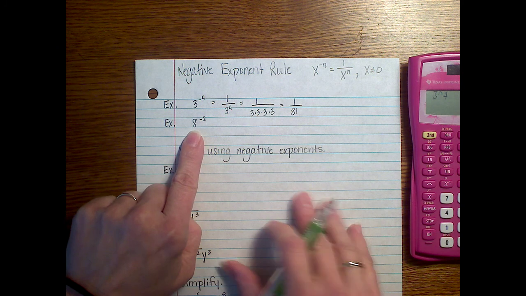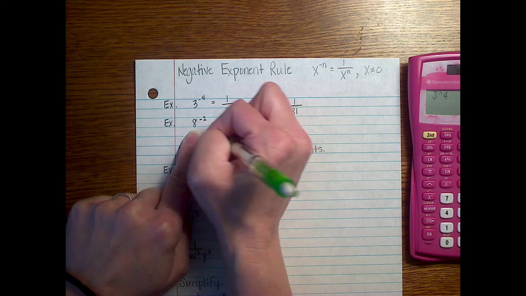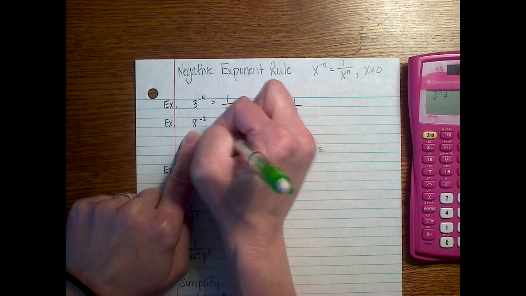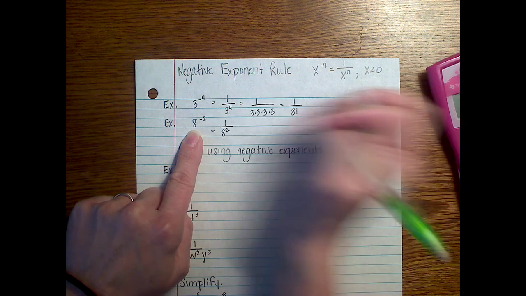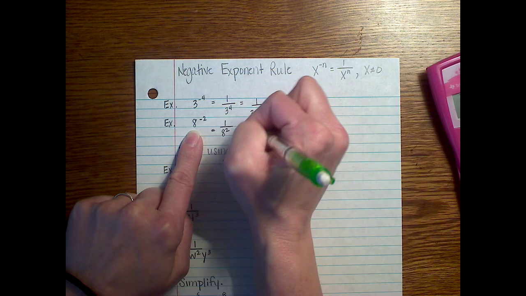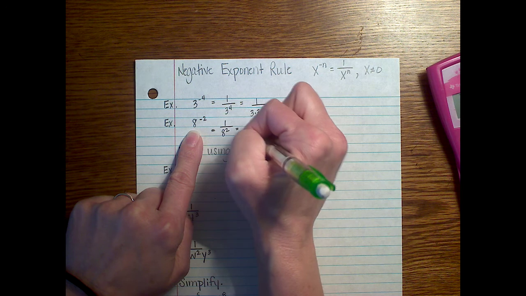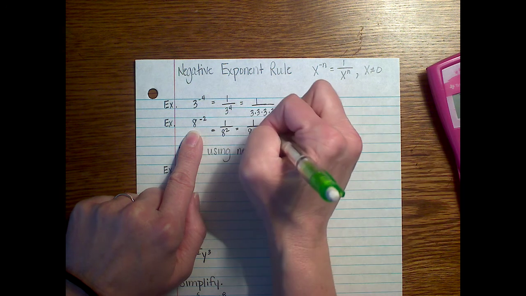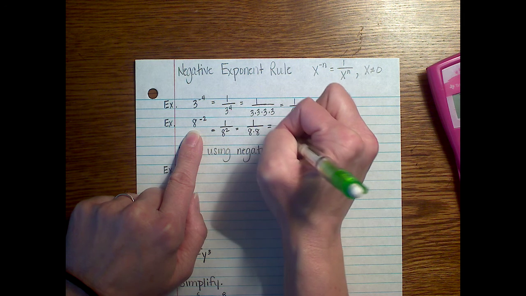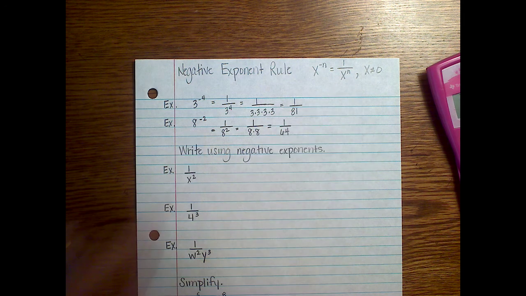And then here we have 8 to the negative 2. We're going to rewrite that as 1 over 8 to the positive 2. This is equal to 1 over 8 times 8. And that gives me 1 over 64. Okay. Now we can reverse it too.